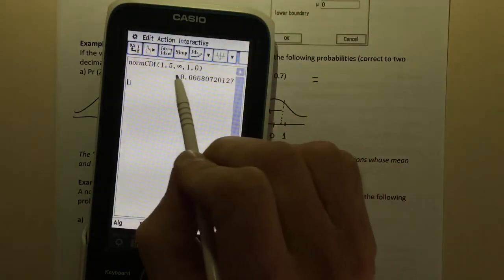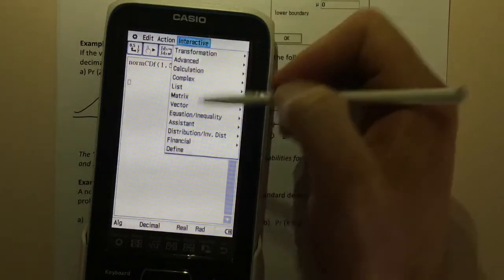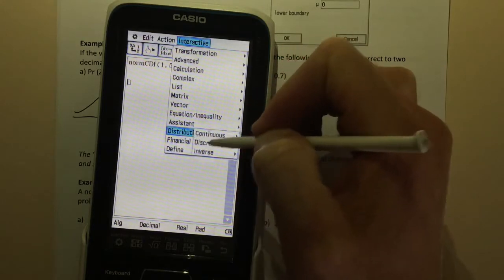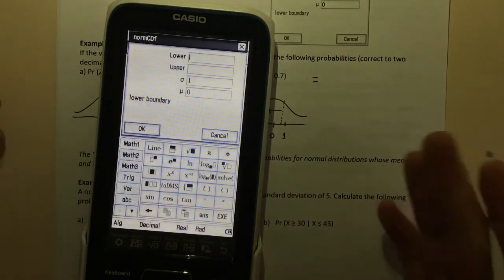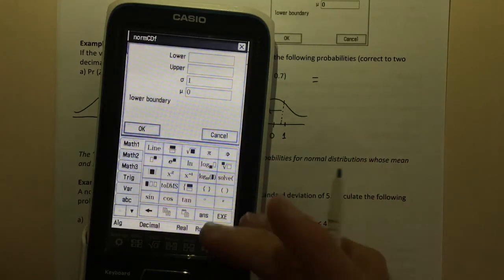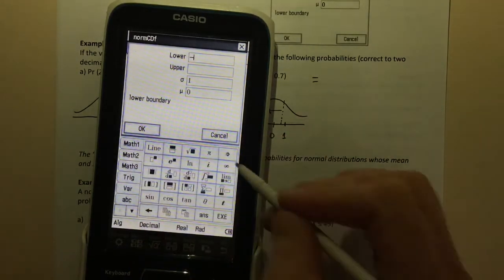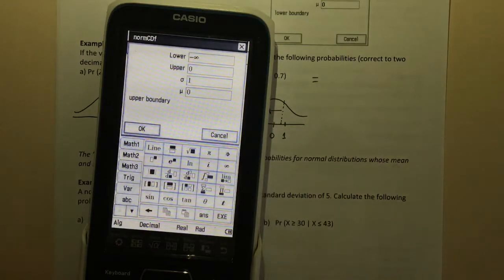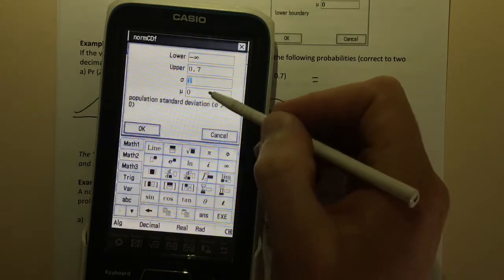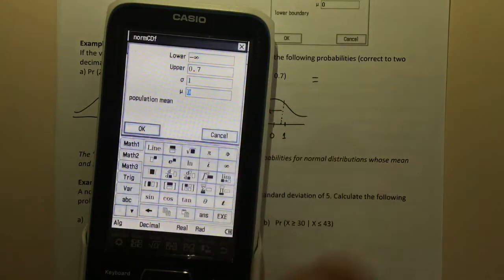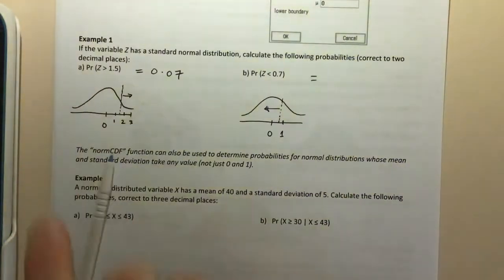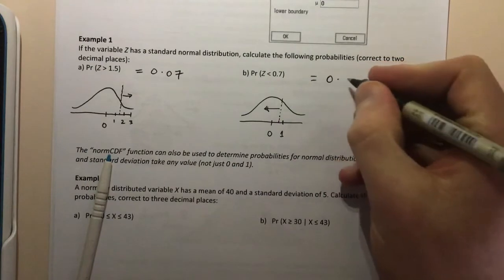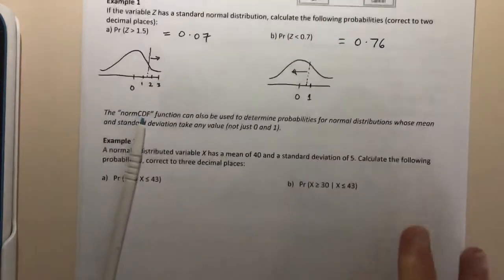Once you've typed one of these in, you can just change these two numbers, but I might just run through so that you can remember: interactive, distribution, continuous, norm CDF. This time we want from 0.7 below, so our lower limit is actually negative infinity. Our upper is 0.7. Again, the standard deviation is 1, the mean is 0, so we're leaving those two values. And we get 0.758 or 0.76 as our probability.